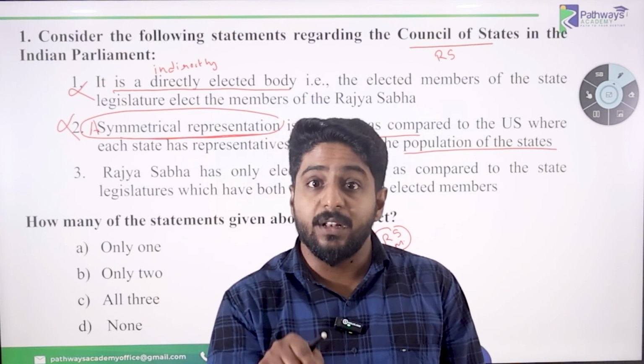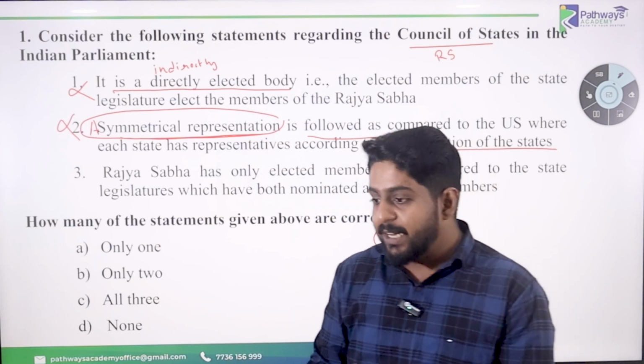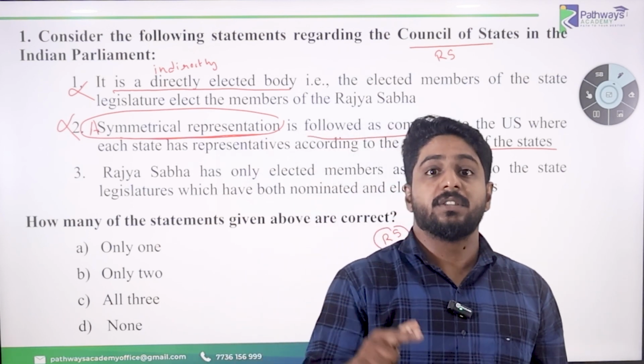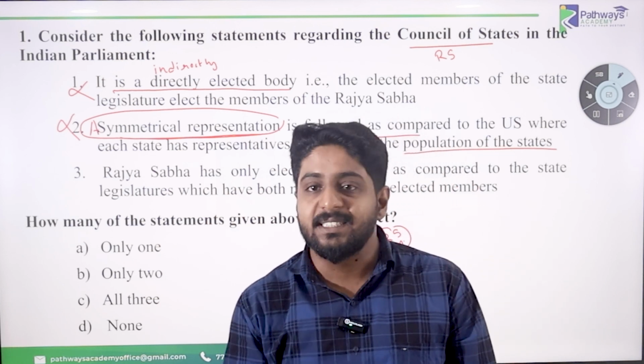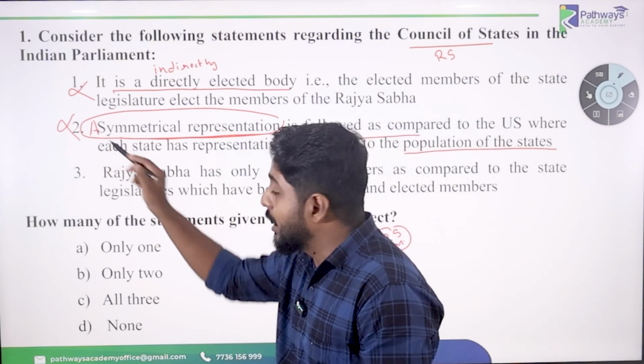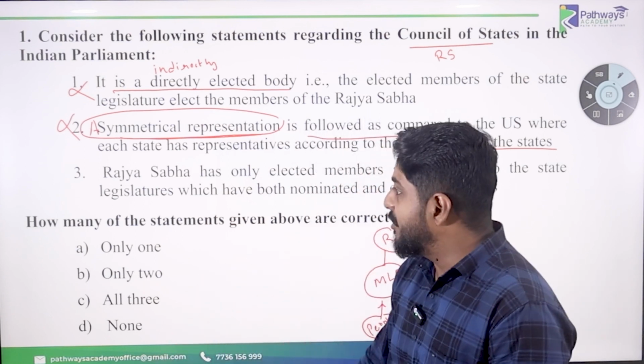That is not the case within the Rajya Sabha of India, because the state of Kerala has 9 members, the state of UP has 31, Assam has 12. Now what is this? This is asymmetrical representation. On the basis of what? On the basis of population.